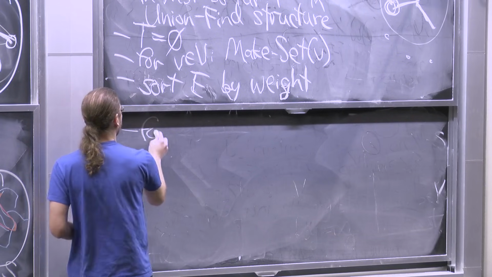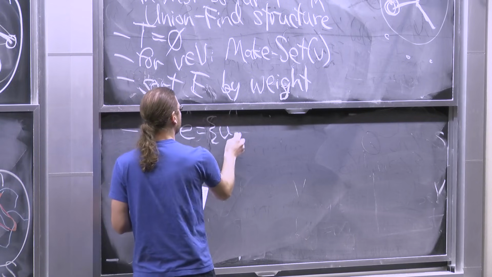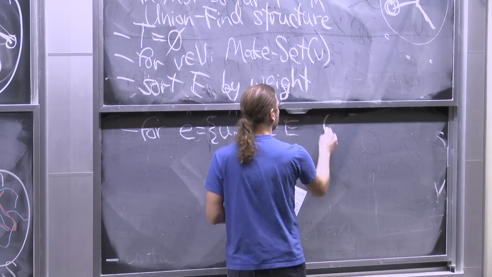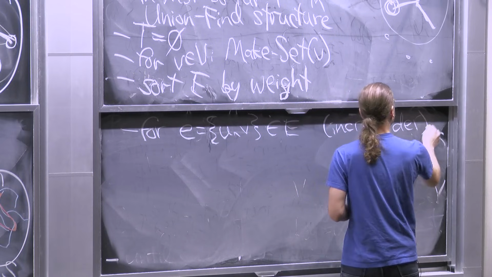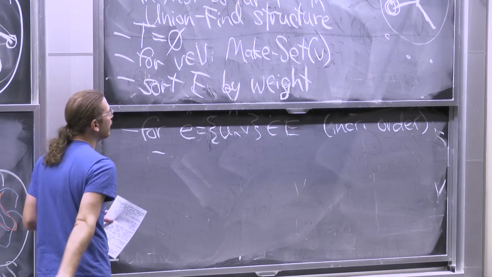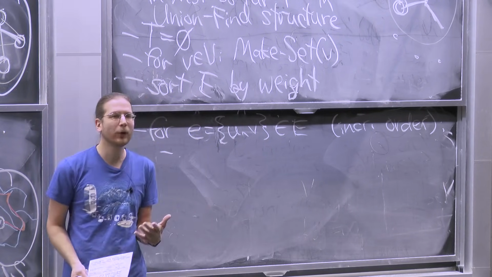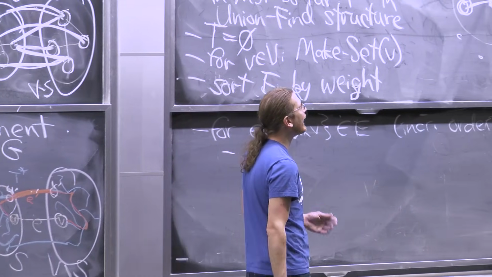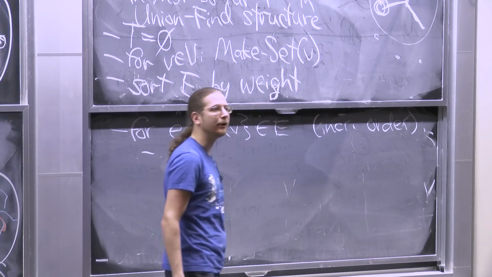So now I'm going to do a for loop over the edges, in increasing order by weight. Now, I have an edge. It's basically the minimum weight edge among the edges that remain. And so I want to know whether I should add it. I'm going to add it provided the endpoints of the edge are not in the same connected component.